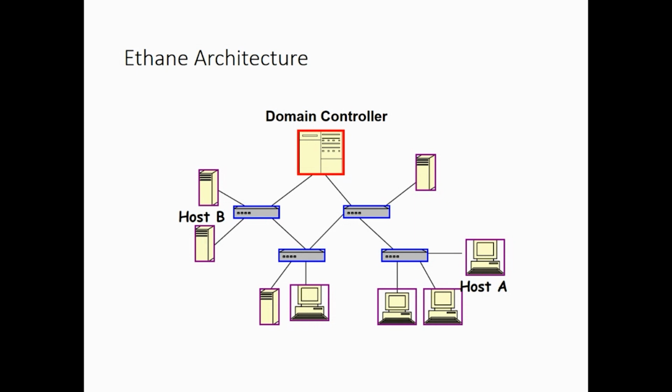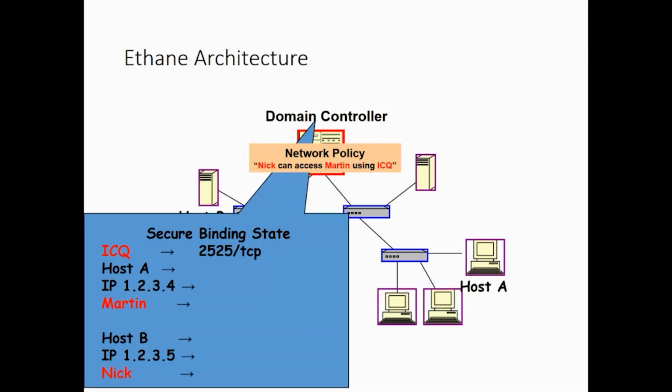So for example, host A wants to access the domain controller in order to get an IP address. In this example, host A is Nick and host B is Martin, and Nick wants to access Martin and send ICQ messages. Let's see how host A or host B can get the IP addresses from the domain controller.